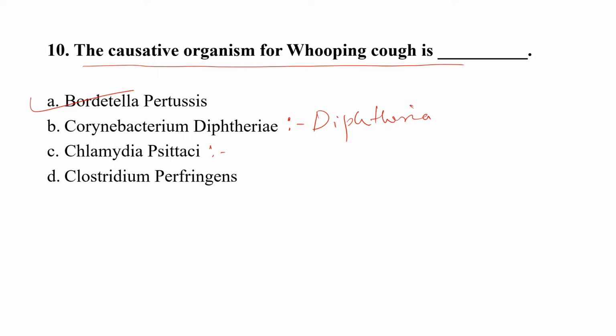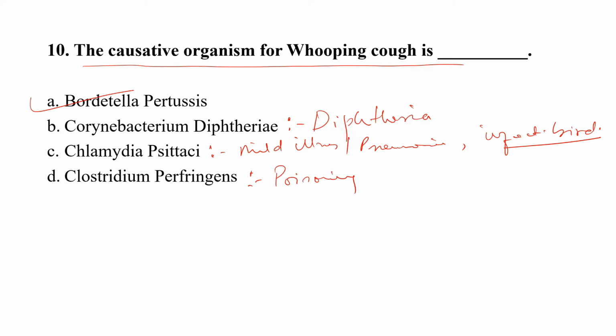And Chlamydia psittaci causes mild illness or can also cause pneumonia. It is the most common bacteria that infects birds. It usually infects birds. And then Clostridium perfringens is the most common cause of food poisoning.